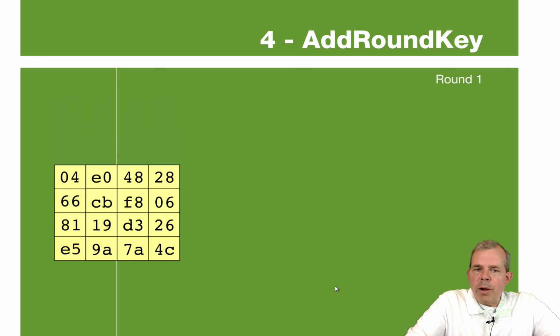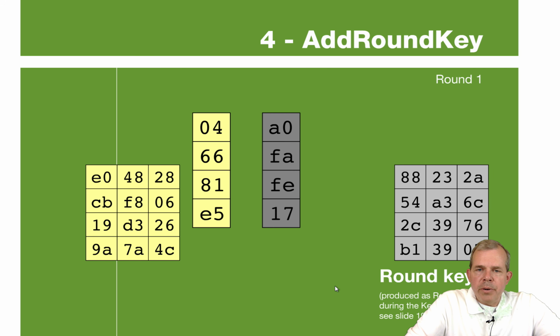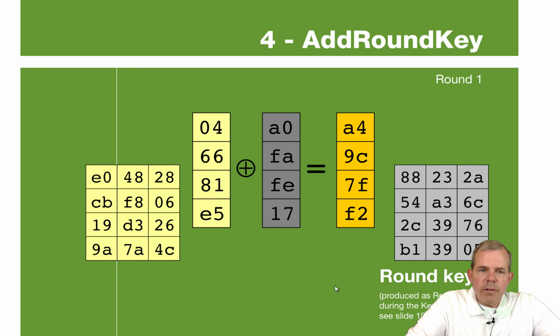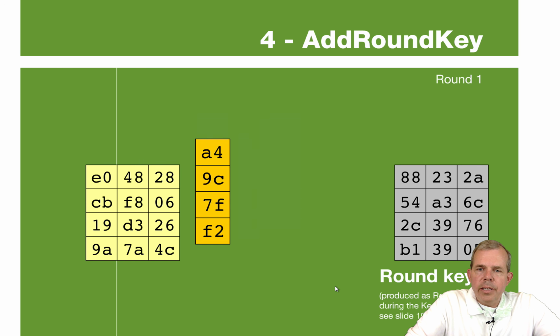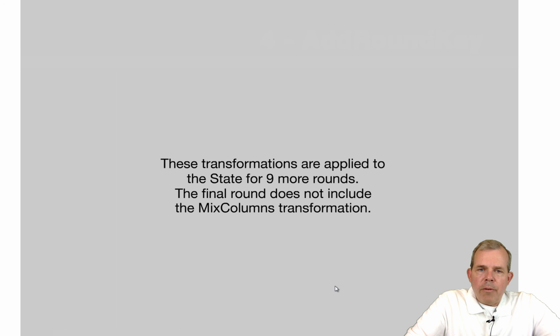Step 4 comes up now. We're going to add the round key. The round key is a produced value that comes from each round. What are we going to do with that? We do an XOR operation on the round key with each column in our block. And so now we've got a whole bunch of new data again. So, more scrambling.